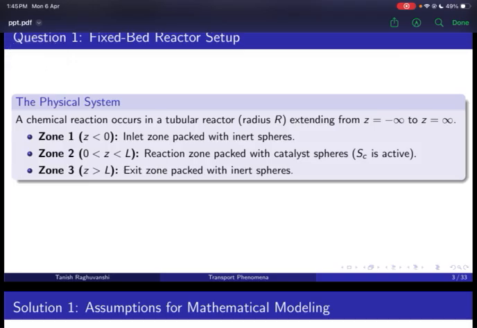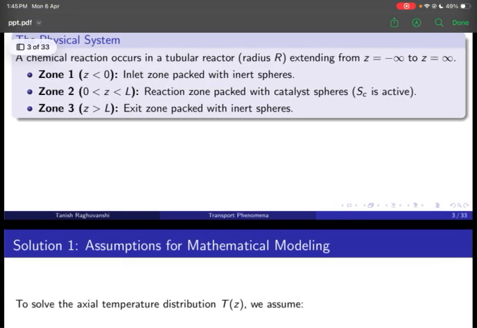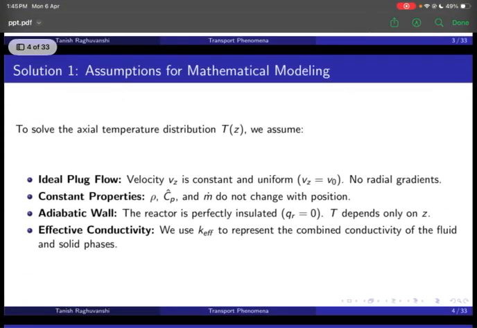The first zone, which is when Z is less than 0, is packed with inert spheres. The same goes for the third zone, which is when Z is greater than L. That means the exit zone is packed with inert spheres. And from 0 to L, the reaction zone, as it's called, is packed with catalyst spheres.